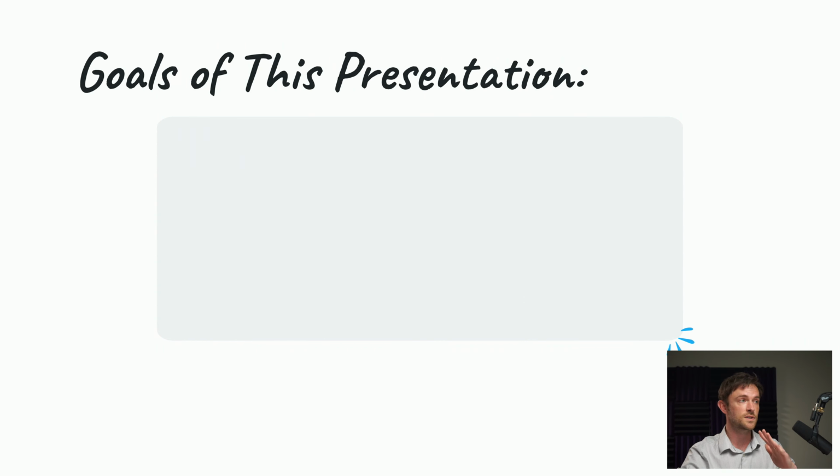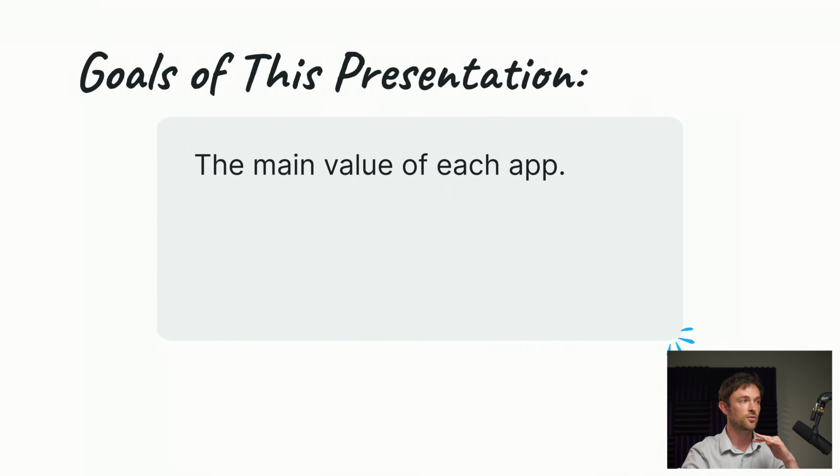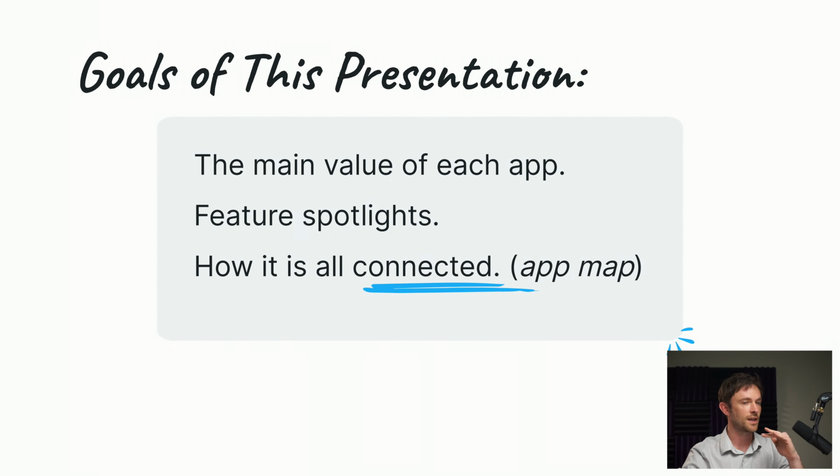So the goals of this presentation, we really want to clarify for people, what is the main purpose of every app? Why does that app exist? And I'm going to try to highlight just one nice feature for each app to give you an idea of it and be a teaser. And then maybe most importantly, as we go, we're going to build out a map. I'm calling it the Odoo app map. And that's going to show, how is everything connected? How are these apps related to each other? Because in a lot of ways, that's where the real value of the Odoo platform comes in.